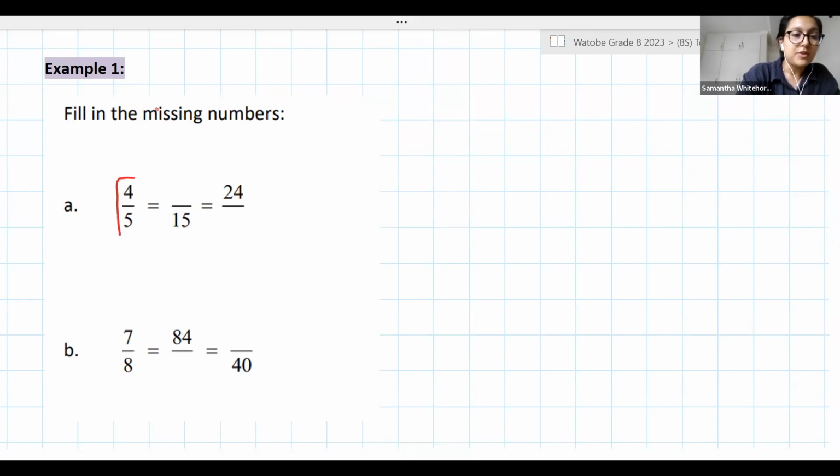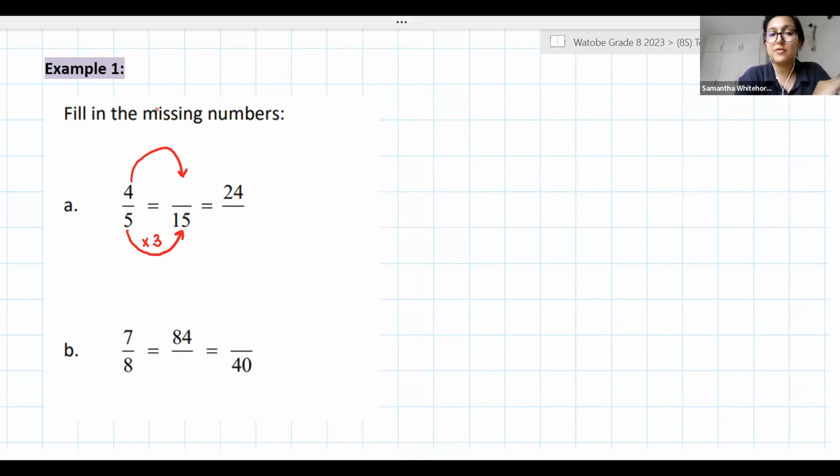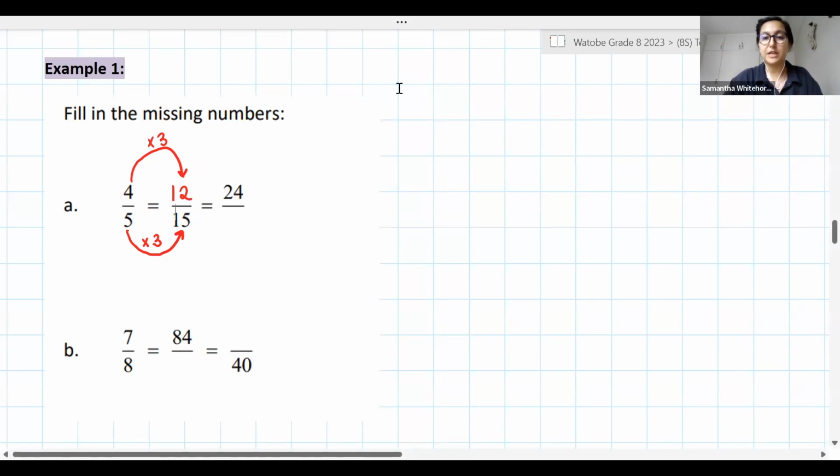If I look at my first fraction, it represents 4 parts out of 5. My second fraction has a denominator of 15. So I have to ask myself, what am I doing to 5 to get to 15? Well, if I times 5 by 3, I get 15. I then do exactly the same thing in my numerator. Remember, I wanted to represent the same thing as 4 over 5. So what I multiply my denominator by, I need to multiply my numerator by. And so if I multiply 4 by 3, I end up with an equivalent fraction of 12 over 15.